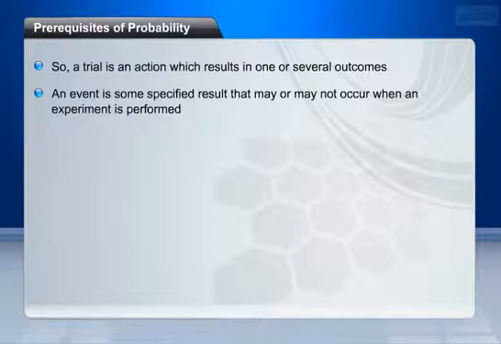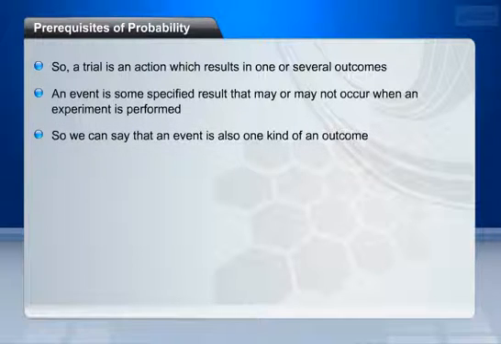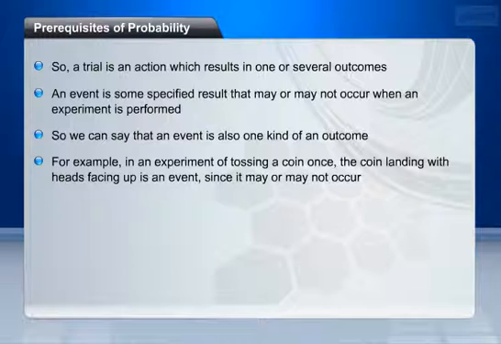An event is some specified result that may or may not occur when an experiment is performed. So we can say that an event is also one kind of an outcome. For example, in an experiment of tossing a coin once, the coin landing with heads facing up is an event, since it may or may not occur.